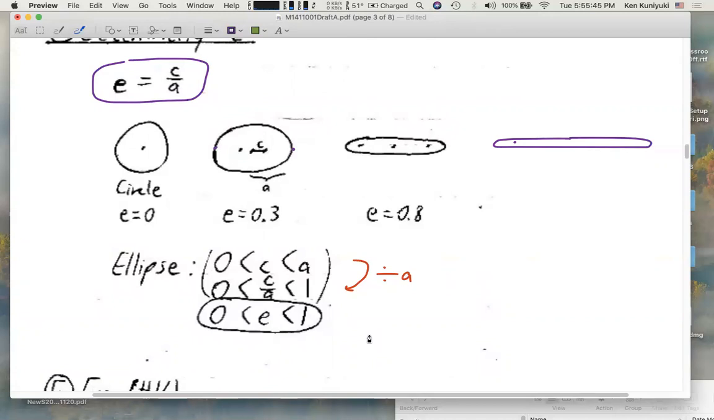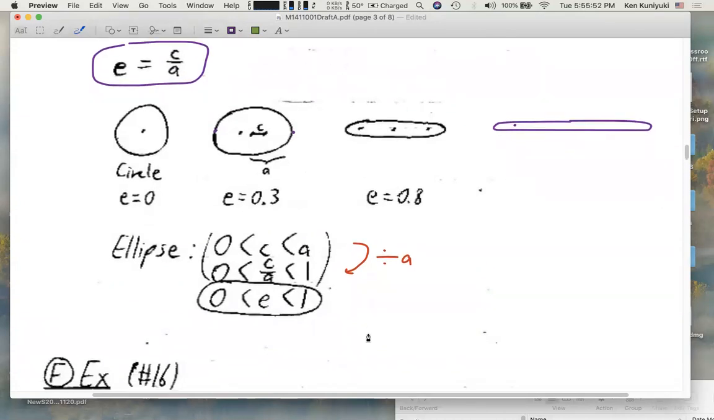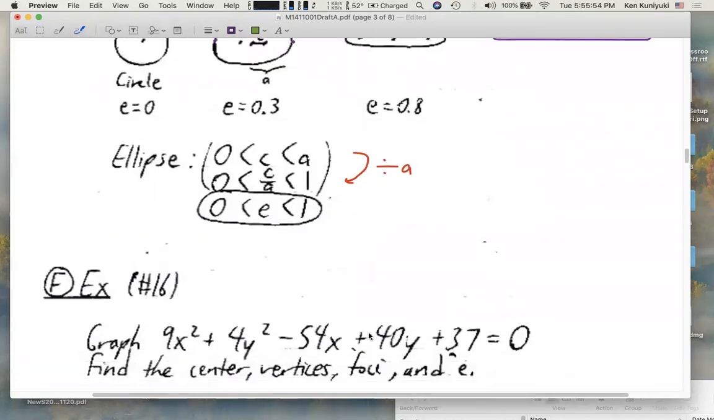These are the various pieces for analyzing an ellipse in the xy plane. Next, we're going to work with an equation of an ellipse directly.